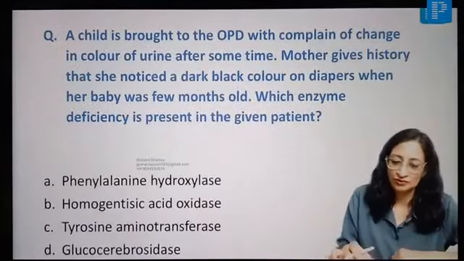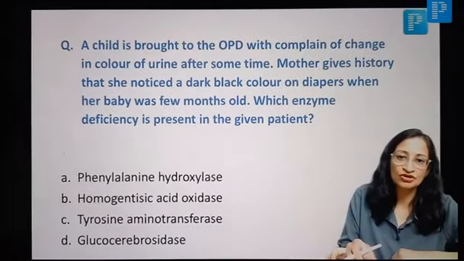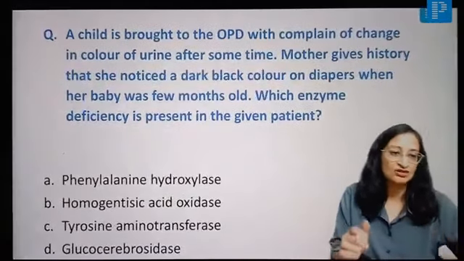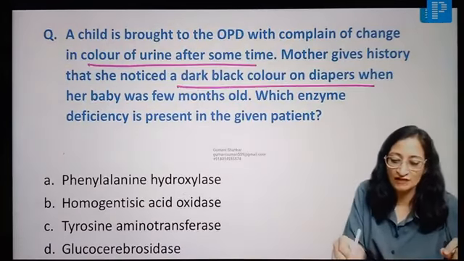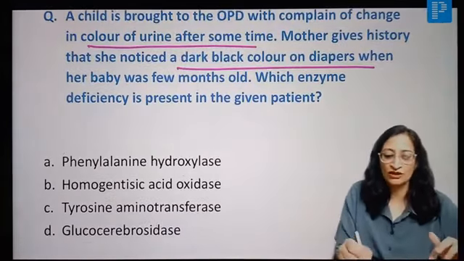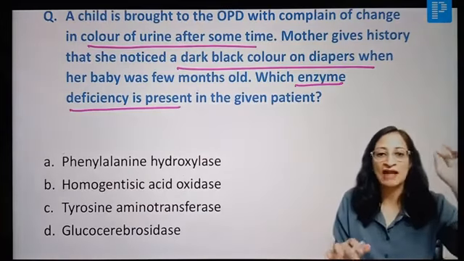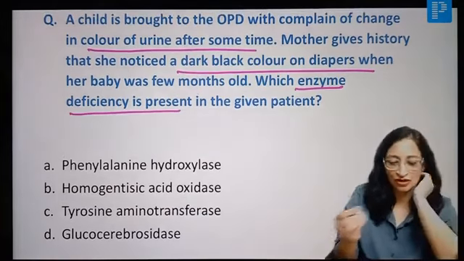Okay. A child is brought to the OPD with complaint of change in color of urine. So change in color of urine after some time. The urine color is changing. Mother gives history. She noticed a dark black color on the diaper when the baby was a few months old. Which enzyme deficiency is present? Urine turns black on standing. N number of times this question has come. Your diagnosis will be what?